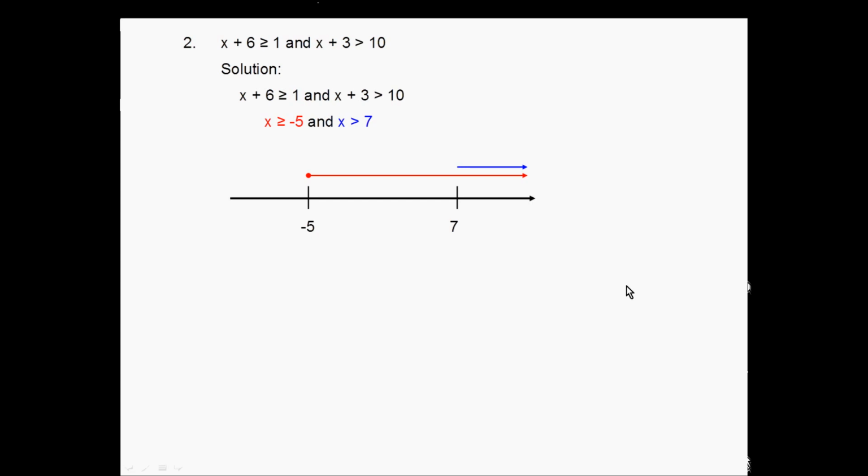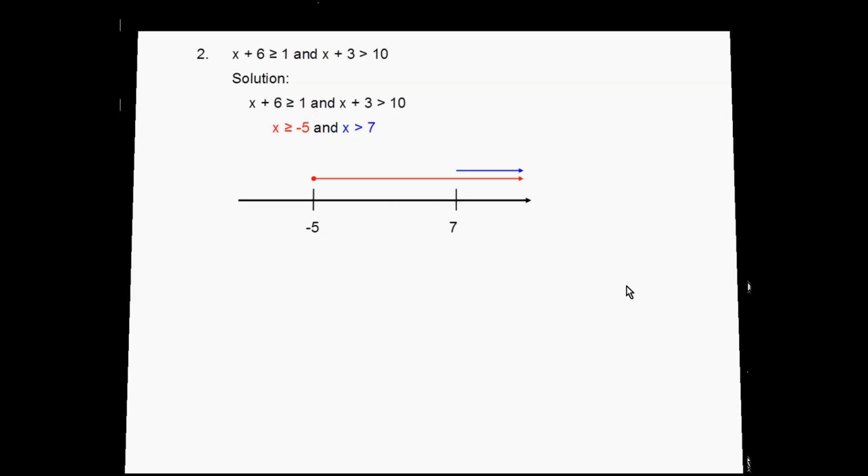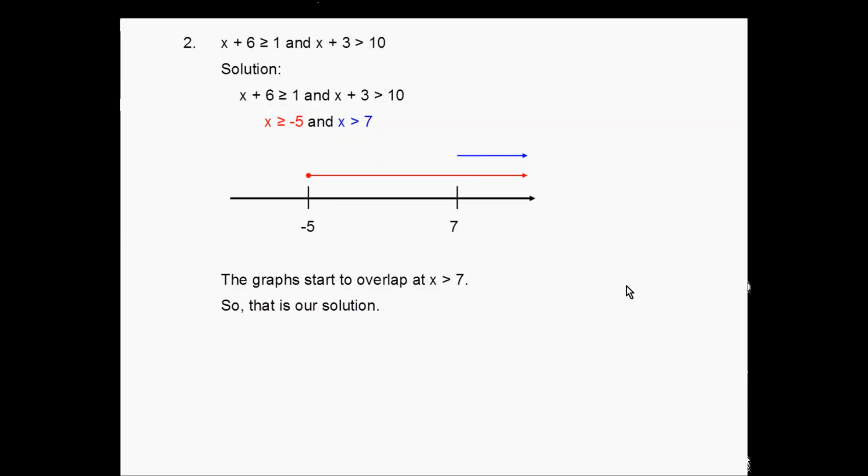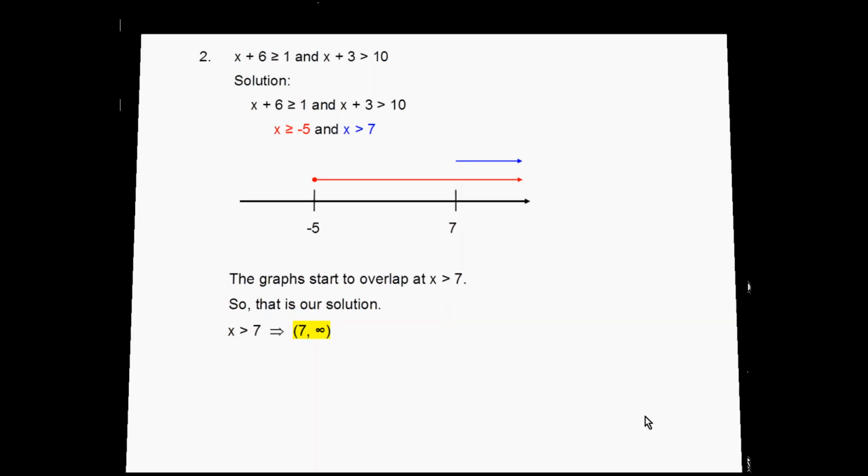Remember, I want to know where they overlap. Remember, the word "and" always requires them to overlap. They start to overlap at x greater than 7. And again, notice they point in the same direction. The word "and" took the shorter one again. So our solution is x greater than 7, which would be 7 to infinity. So again, when they point in the same direction, the word "and" takes the shorter one. And always wants overlapping.